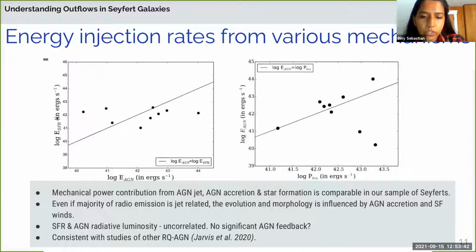Similarly, we also looked at the mechanical power contribution from star formation and compared it with both AGN accretion and jet powers. We see that in our sample of Seyfert galaxies the contribution from all three mechanisms was comparable. And so even though we suggest that the radio synchrotron emission has its origin mainly from jets, the further evolution is probably heavily influenced by other mechanisms as well. Also from this plot, it's evident that the star formation rate and the AGN activity are not correlated. So does that imply there is no evidence for AGN feedback in our galaxies? Similar conclusions were reached by other studies as well, for example, Jarvis et al. 2020.